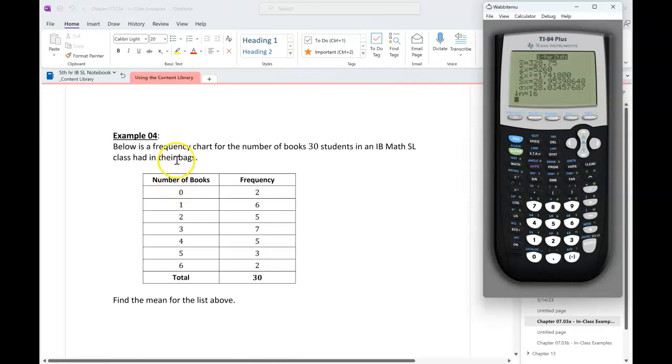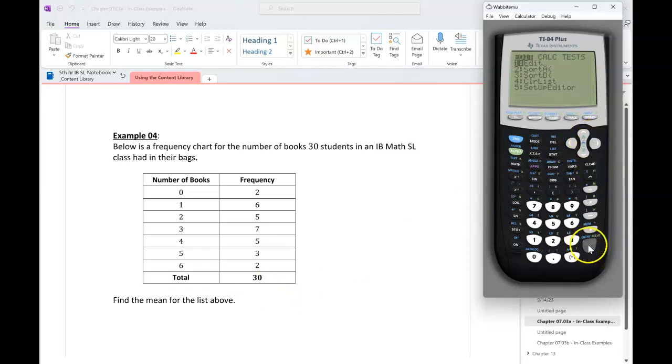What if we're given a situation like this, where we're given a frequency table, and we want to find the mean for this? If I had to do this by hand, how would I do this? I'll do each of the books times the frequency. Great. Yeah, so 0 times 2 plus 1 times 6 plus 2 times 5 plus 3 times 7, etc., all divided by 30, which is the total. Excellent.